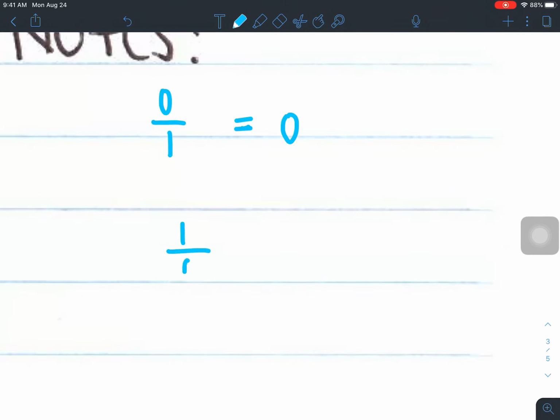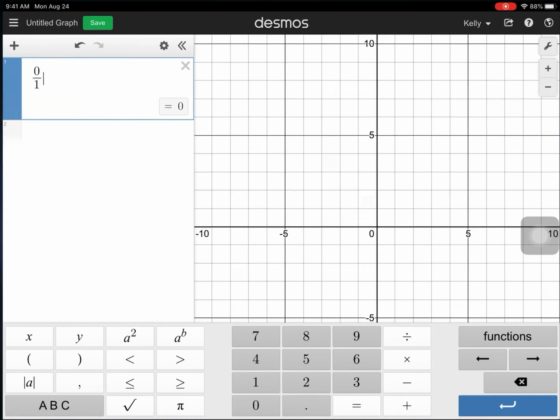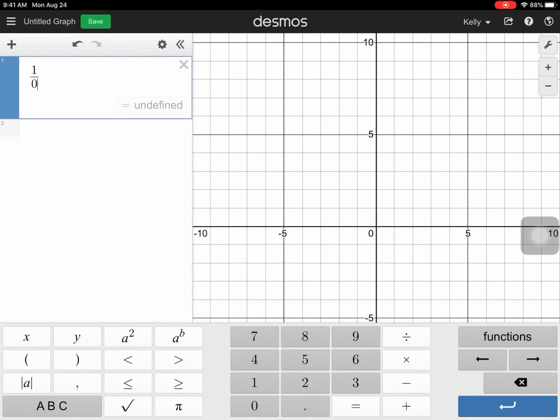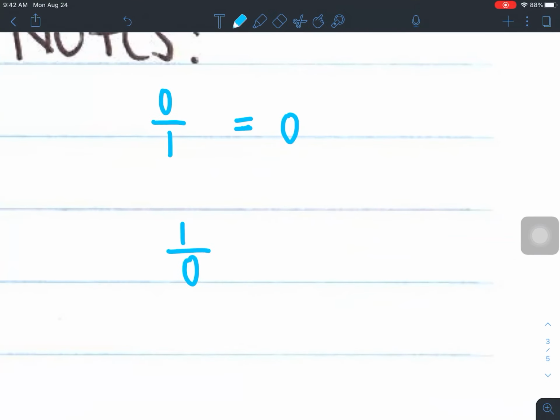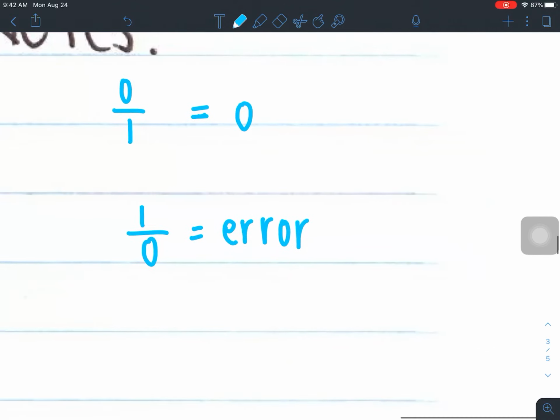However, if I have 1 divided by 0, let's try that in Desmos. 1 divided by 0, undefined. How about 5 divided by 0? Undefined. How about 1 million? That's 10 million divided by 0. Still undefined. So it doesn't matter what number is on top, so I'm going to use a 1. 1 divided by 0 is actually undefined. So what does that mean? I get an error, right? Usually the graphing calculator will say error. You can't divide by 0.